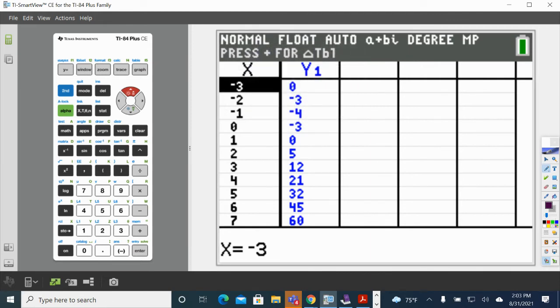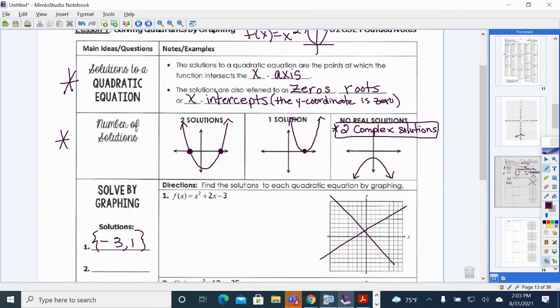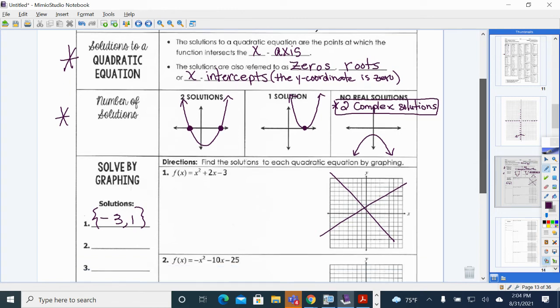And we only use the x because we're solving the equation. What does x equal? You're solving it, but you're not solving it like you would a regular equation. It's a quadratic. So you have to solve it by finding out where it hits the x-axis. So x is equal to -3 and x is equal to 1.